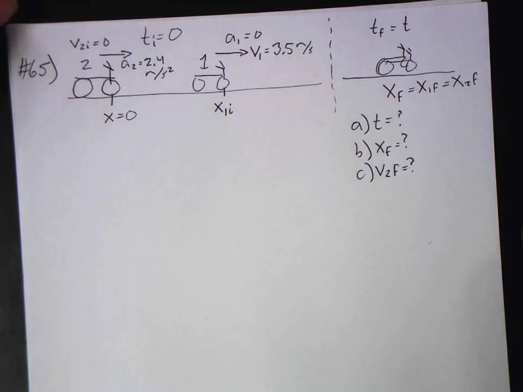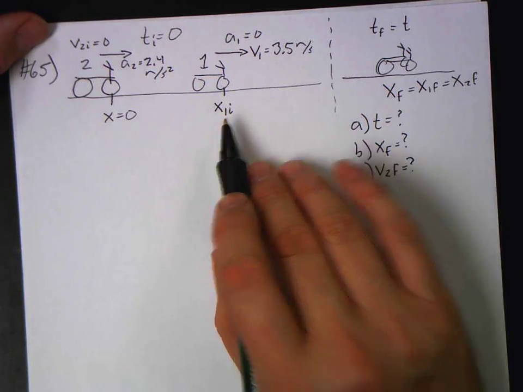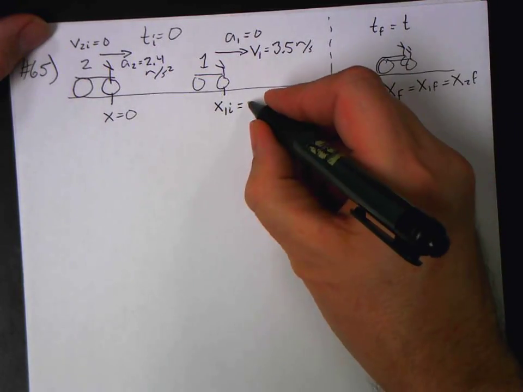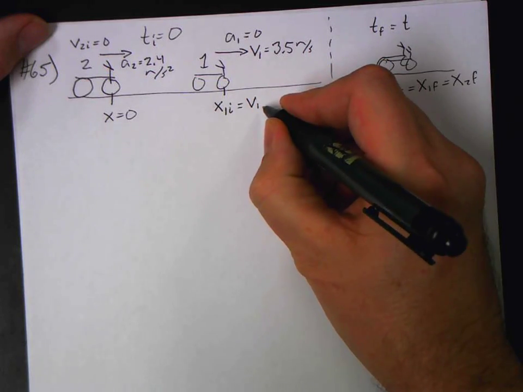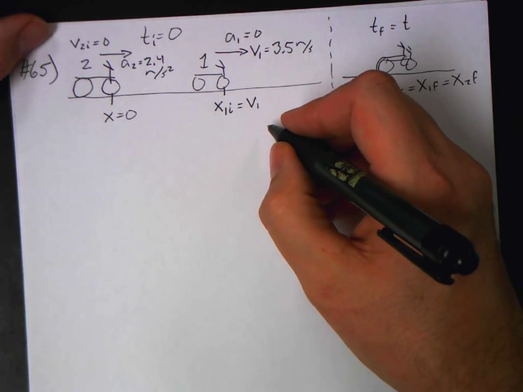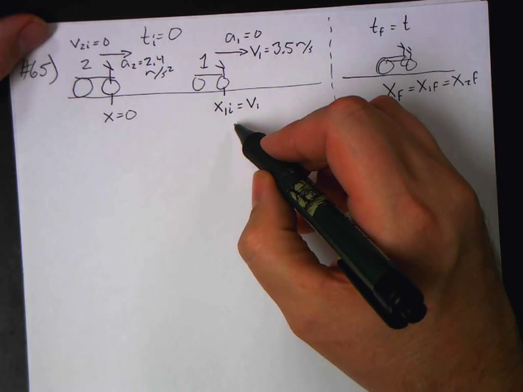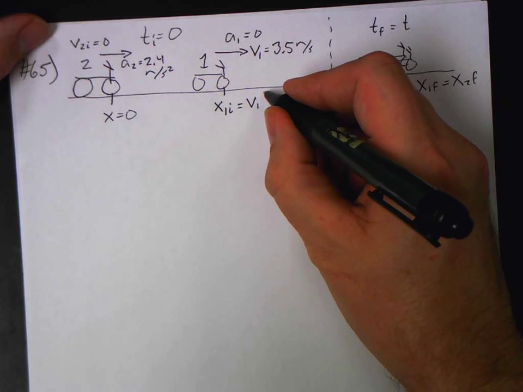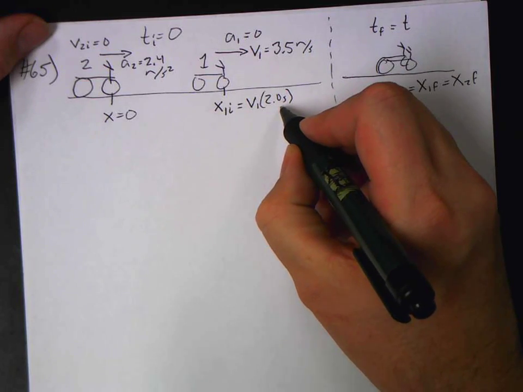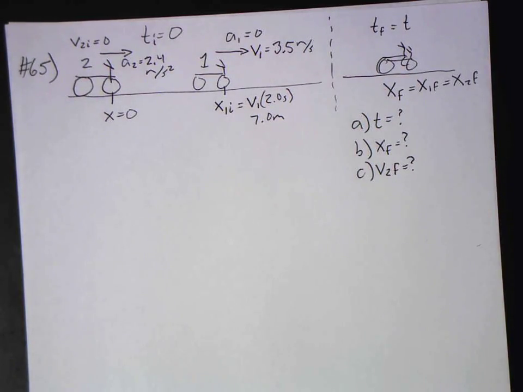Before we go any place, this is a variable we don't know about, but it's a very simple one to figure out. Since he is not accelerating, his position is equal to his velocity, which does not change, so I'm not putting an initial or a final on it, multiplied by how long he pedaled until he got here. How long did he pedal to get here? 2 seconds. So that's 3.5 meters per second times 2.0 seconds, which is 7.0 meters. That's going to make our life easier for the rest of the problem.